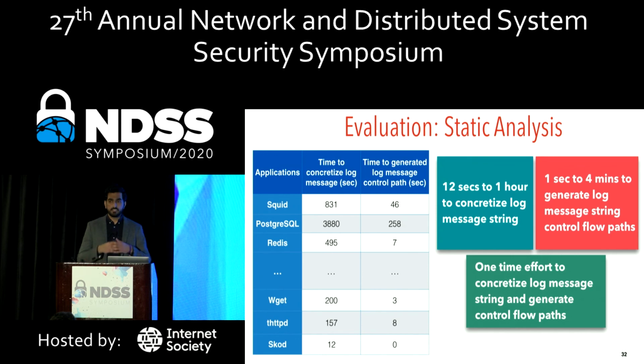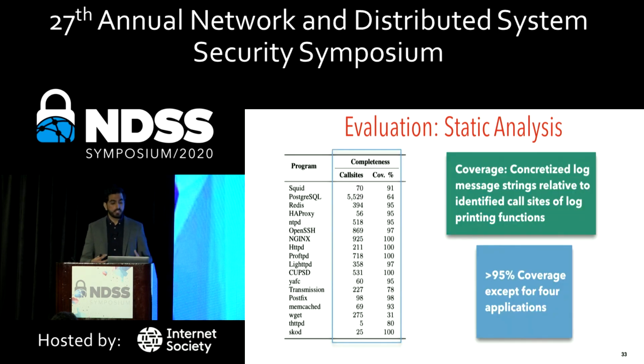Note that this is just a one-time effort to generate these control flow paths, as long as the binary itself doesn't change. We also measured the coverage of our static analysis, where the coverage is defined as the ratio between the concretized log messages that we were able to get and the identified call sites of these log printing functions in the binary. We found that all these applications have more than 95% coverage, except for 4 applications.